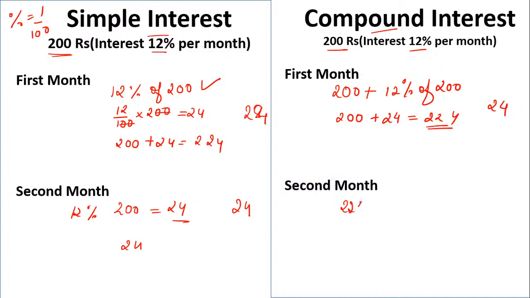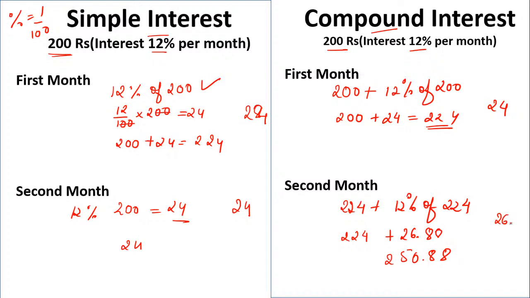Okay, so 224 plus 12% of 224. So what is it going to be? 12% of 224, you will have to calculate. It will come as 26.88. Now if you add these two, it will be 250.88. So this 26.88 was the profit earned.